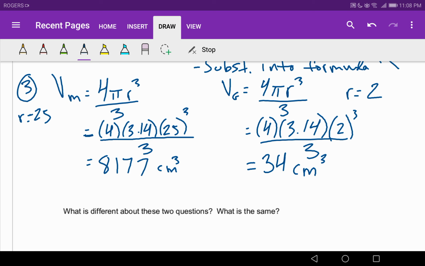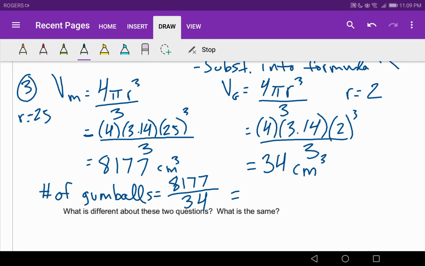Now let's find the number of gumballs. Remember, plug them into your formula of the volume of the machine divided by the volume of a single gumball. All right, so the volume of the machine is 8,177 divided by 34. I'm running a little bit low on space here, so I'm just going to put my equal sign to the side over there. And it looks like you will fit approximately 244 gumballs.